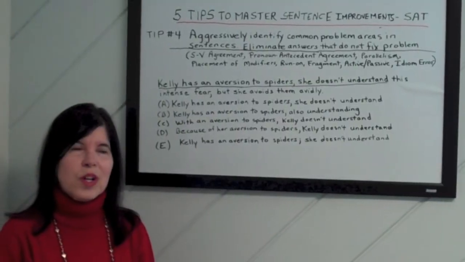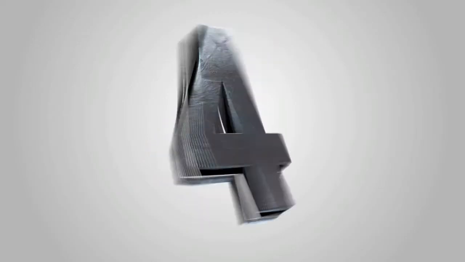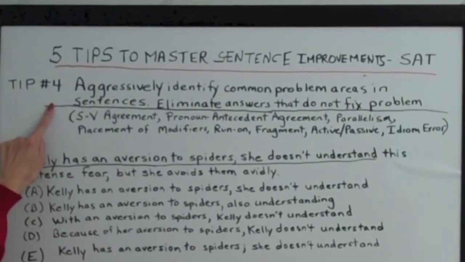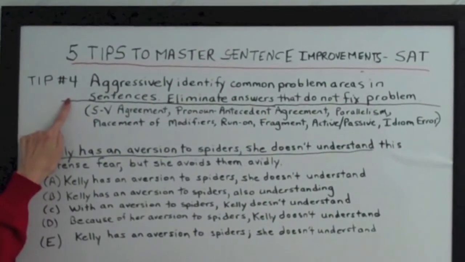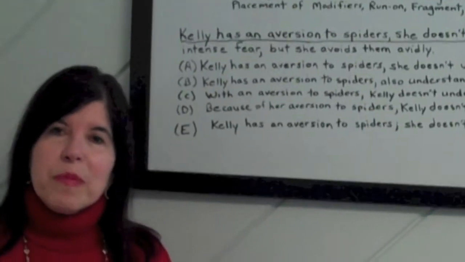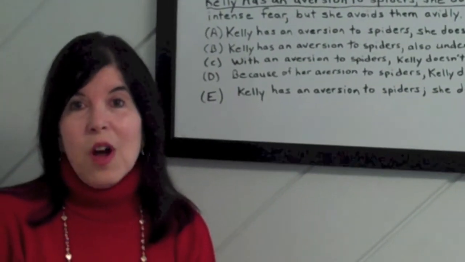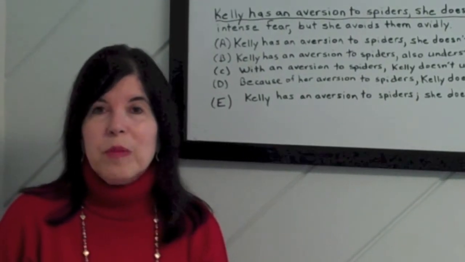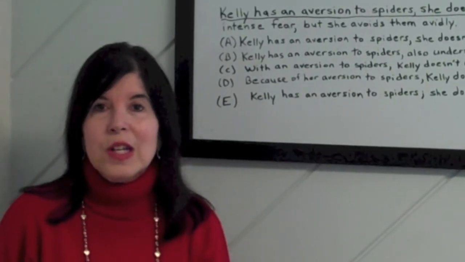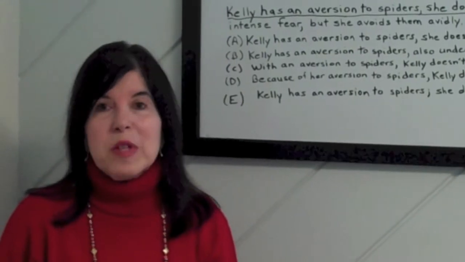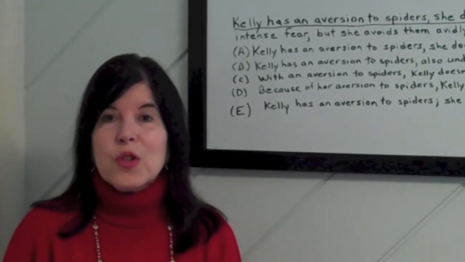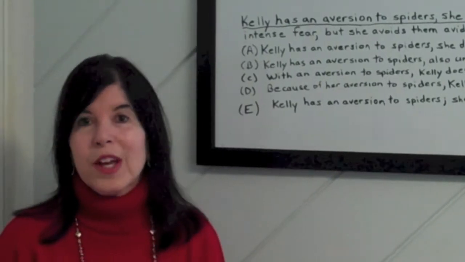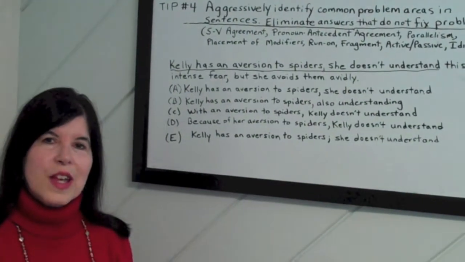Tip number 4. Aggressively identify common problem areas in sentences. Eliminate answers that do not fix the problem. You should have a mental checklist about common grammar issues on the SAT. It could be subject-verb agreement issues, pronoun antecedent, idiom error, misplaced modifiers. These are the most common errors that occur, and you should run through them as you look at a sentence. Let's look at an example.